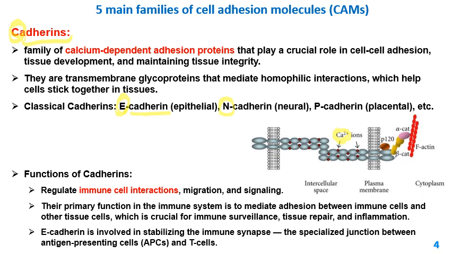If it has a P, then it's placental, etc. So the letter in front of the cadherin name is usually going to tell you what kind of tissue this adherent molecule is going to be found. All right, so let's see here. What are the functions of those cadherins?